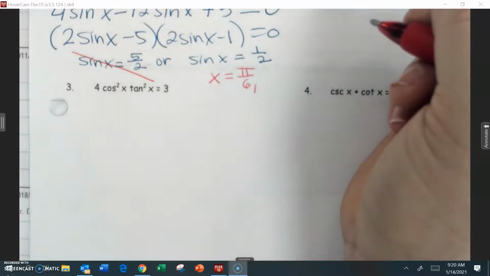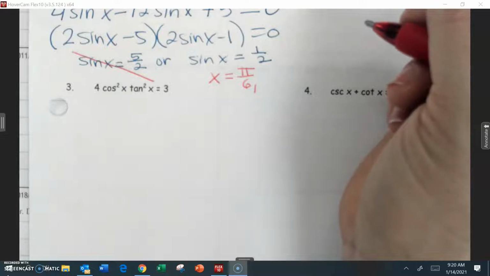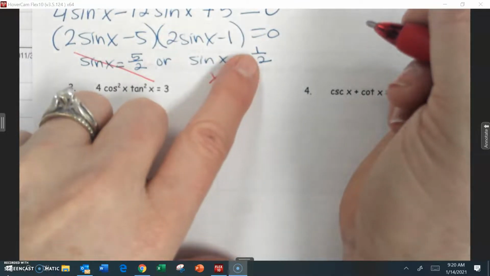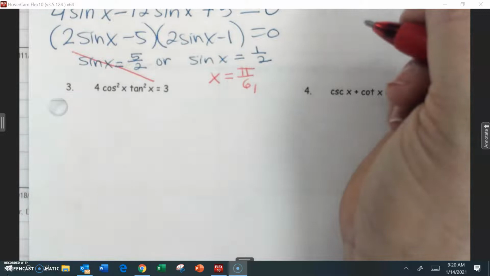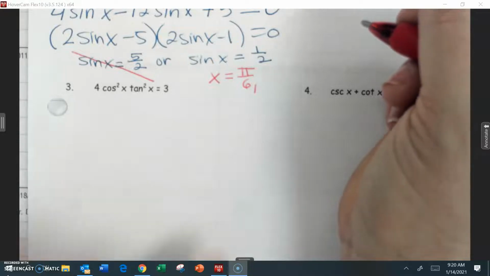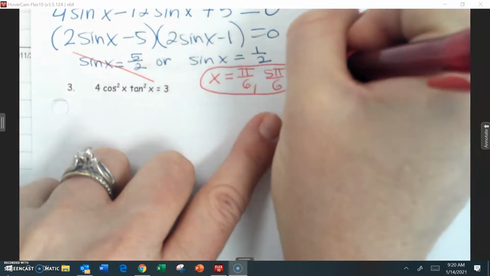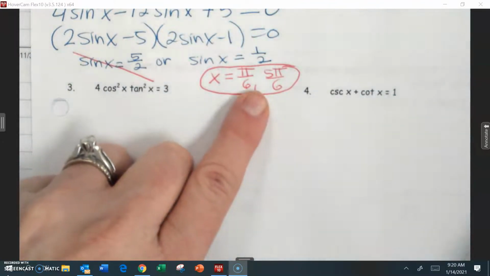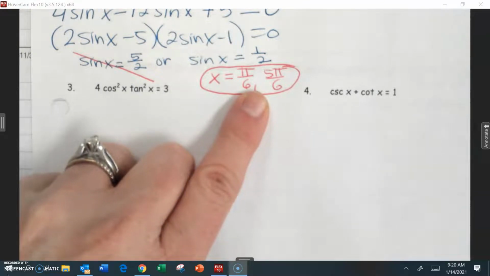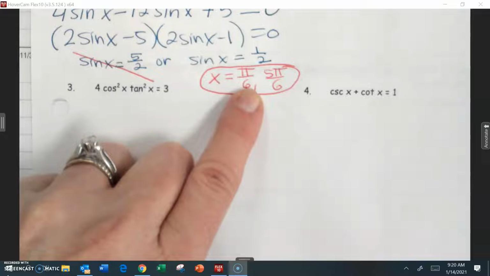We're going to have 2 answers, because in All Students Take Calculus, sine is also positive in the second quadrant. So what's that 30 degree? If 30 degrees is our reference angle, what angle or radian measure is over there? 5 pi over 6. And if this is where you're struggling, that resorts back to like 12 weeks ago, okay? Do y'all see what we did here?